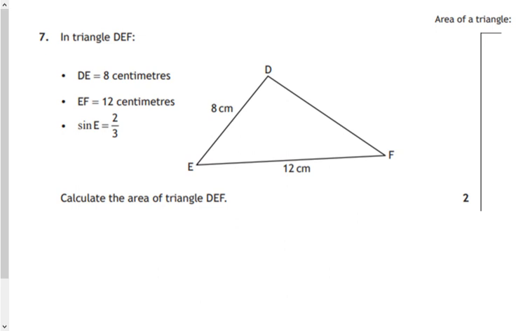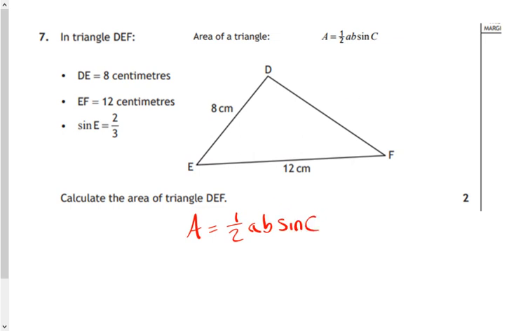Carrying on here, we've got in the triangle DEF, DE is 8 centimeters, EF is 12 centimeters, and the sine of angle E is 2/3. Calculate the area of the triangle. So from our formula sheet here, the area of a triangle, A is equal to a half ab sine C, where C is the angle between a and b.